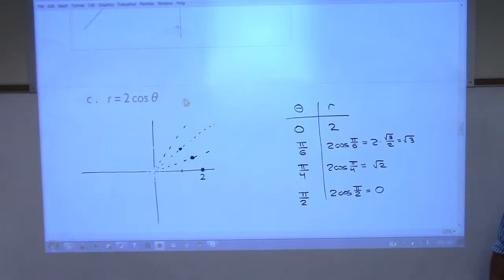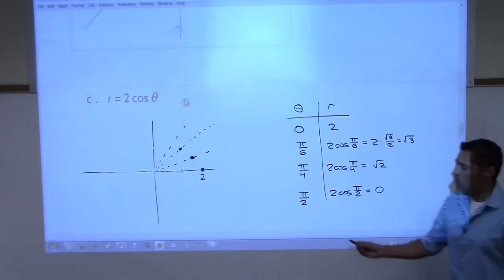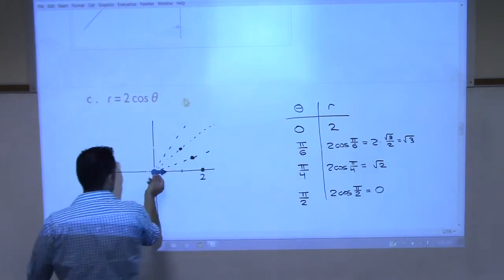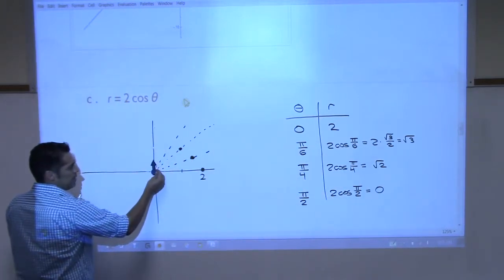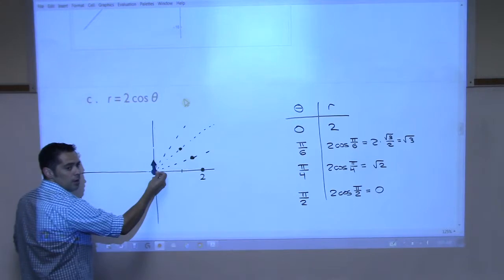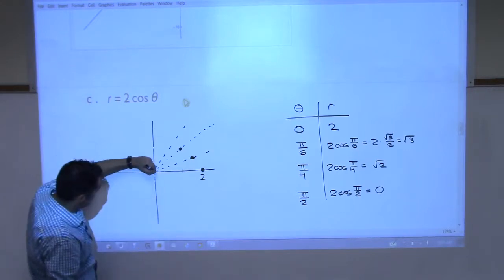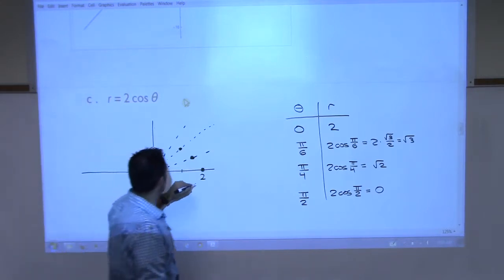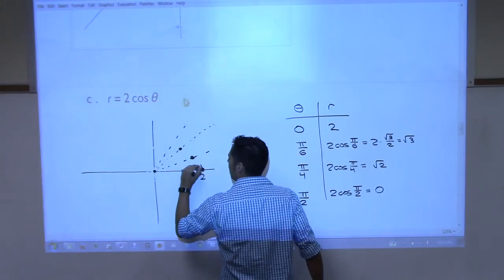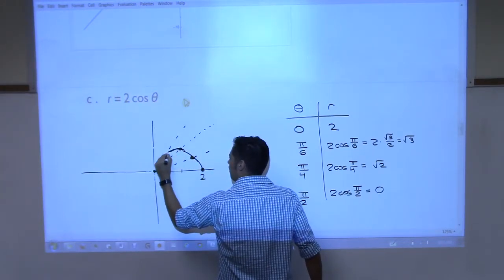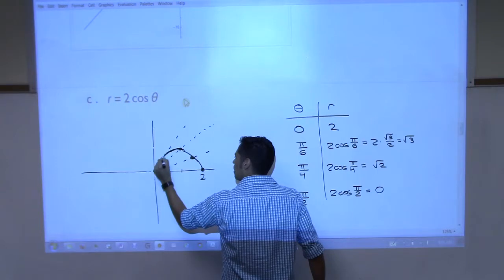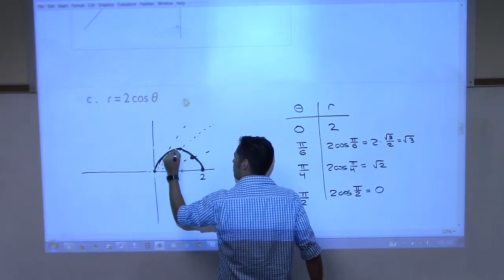Because cosine of pi over 2 is 0. So that means I want to aim pi over 2, which is straight up, and I want to walk out how far? Nowhere. So just stay at the origin. So what's happened is if I were to have connected all these together with a curve, it looks like a top half of a circle here, doesn't it?